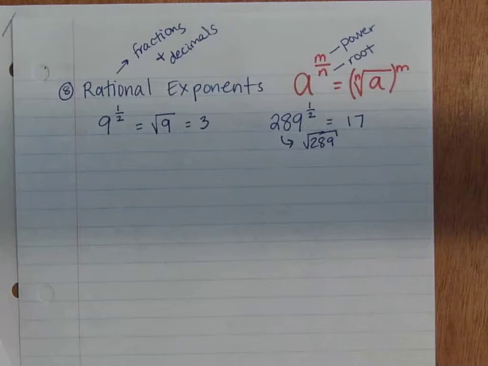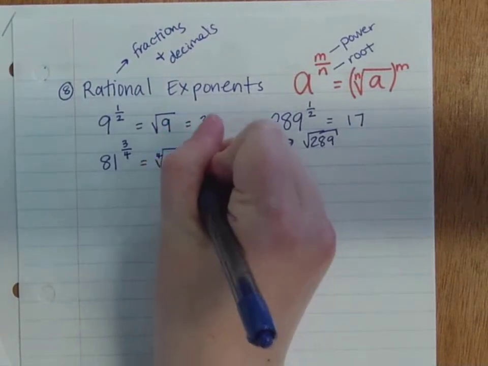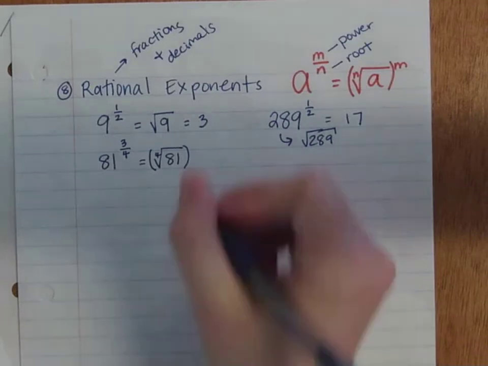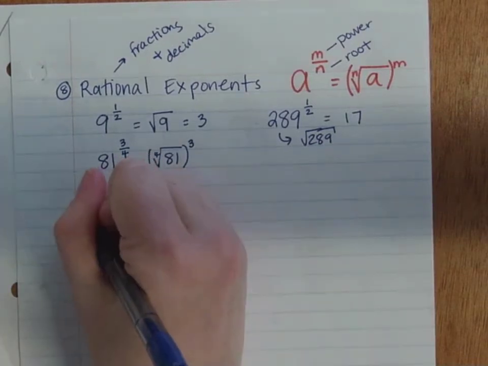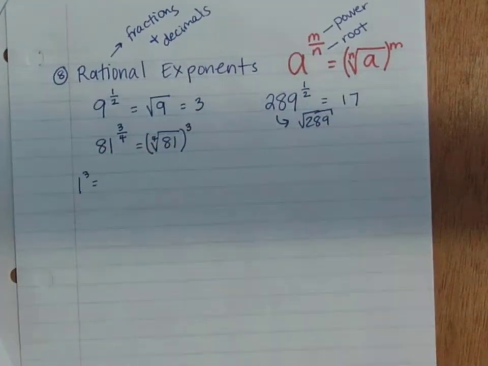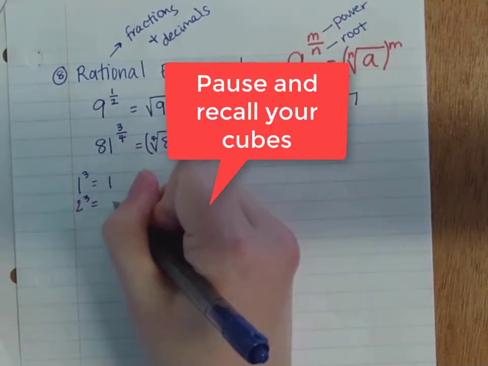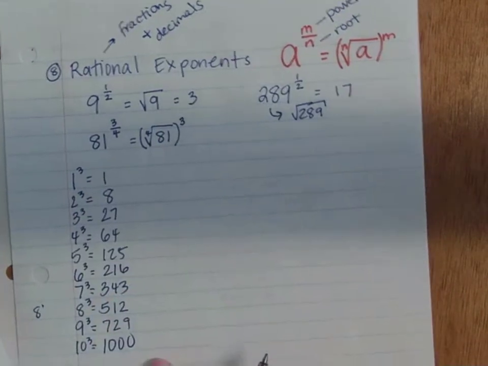Let's take it up a notch. 81 to the 3/4 power. What is my root? 4. So I'm looking for the 4th root of 81. What number multiplied by itself 4 times gives me 81? 3. So let's real quick just remember our cubes. 1 cubed is 1, 2 cubed is 8, 3 cubed is 27, 10 cubed is 1,000. These are up for grabs.